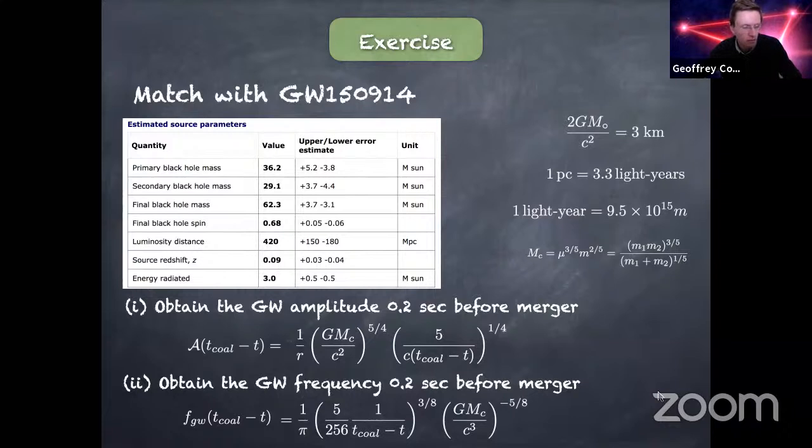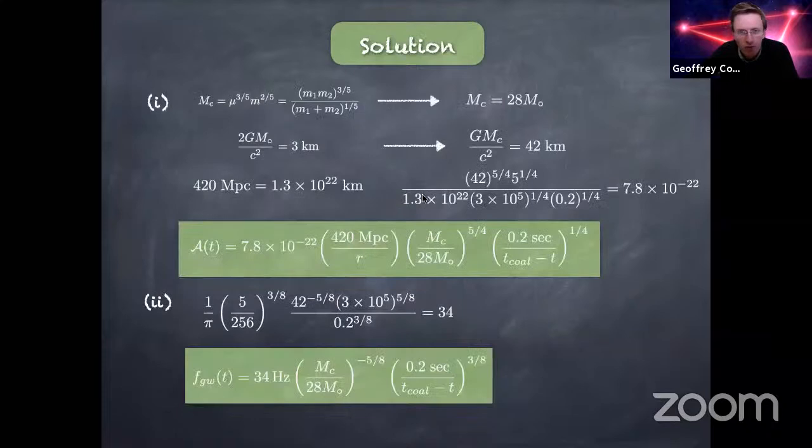So we are starting to run out of time, so I will just give you the answer, because that computation takes a bit of time. If you compute the chirp mass of this system, you find that it's 28 solar masses. And so its Schwarzschild radius is 42 kilometers, because it's 14 times 3. This is the radius divided by 2, right?